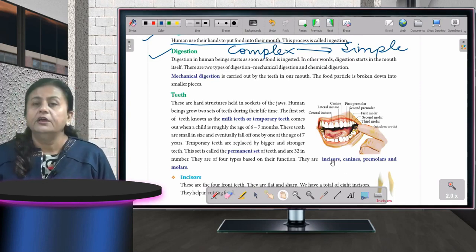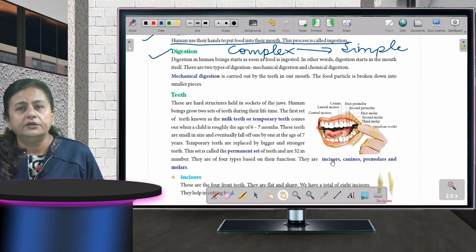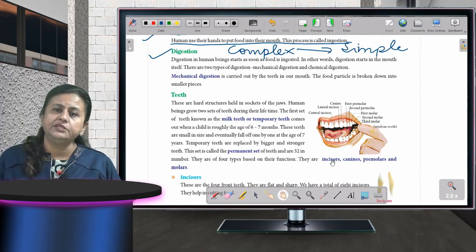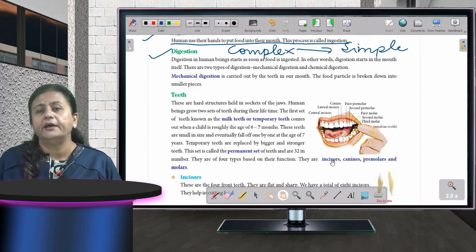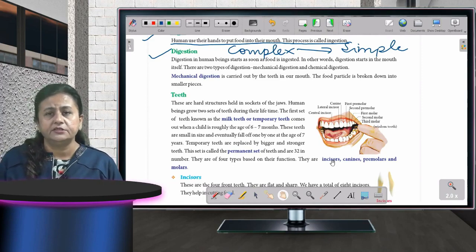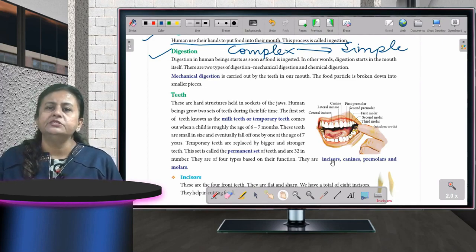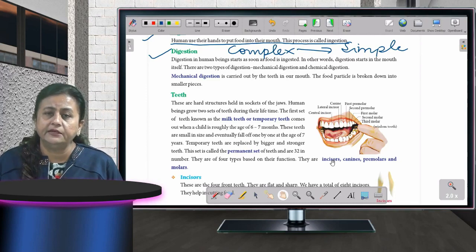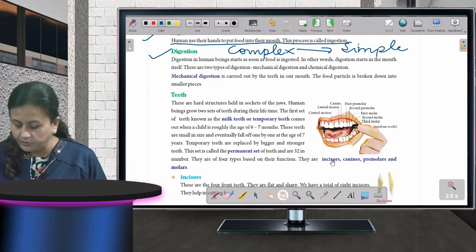When a child is born, you must have seen the child's teeth. They start coming at the age of 6 to 7 months, and those teeth are known as milk teeth, or you can say temporary teeth. That is for some time only, but by the time the child reaches the age of 6 or 7, those teeth fall out and are replaced by a new set of 32 teeth known as permanent teeth. What are the milk teeth replaced by? The permanent teeth. And how many are they? They are 32 in number.